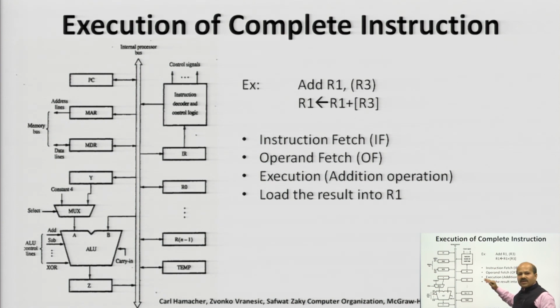So, what are the necessary steps? We have to fetch the instruction first and then we have to fetch the operand, because this is given in memory, and then we perform the addition operation, and finally, the result will be stored in R1. So, again the same architecture will be used. What components will be utilized to perform this instruction execution? Obviously, the instruction fetch step is first. So, PC will be required, because PC will provide the address of this instruction.